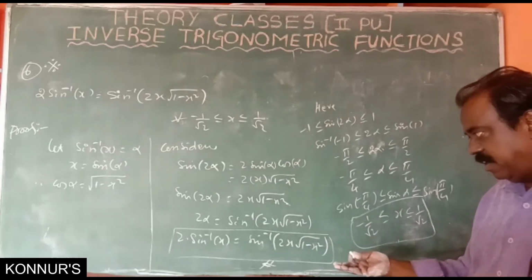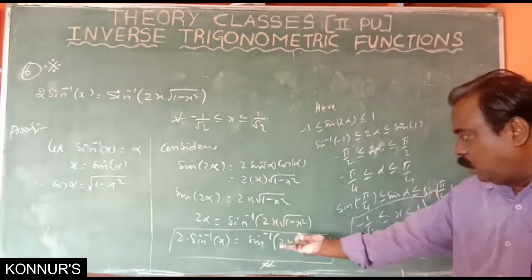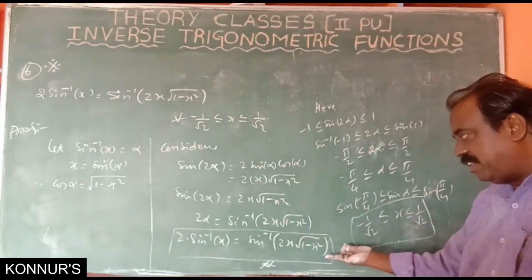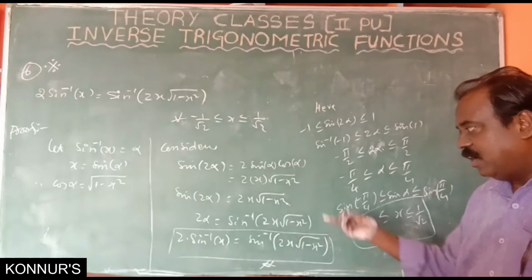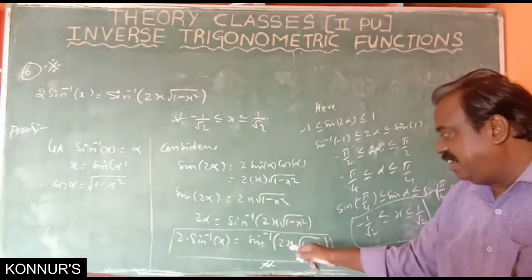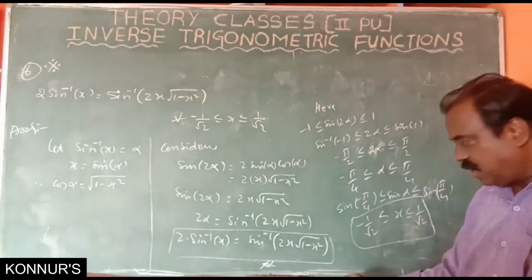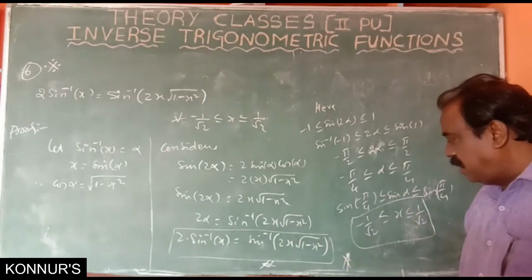It's very simple. Sin 2 theta is 2 sin theta cos theta. If sin is x, cos is root 1 minus x square. Okay? Right.